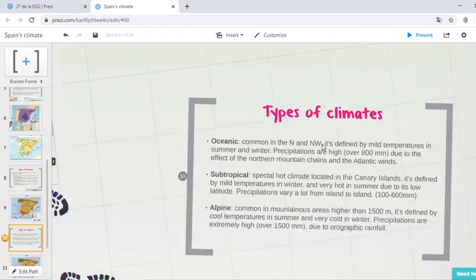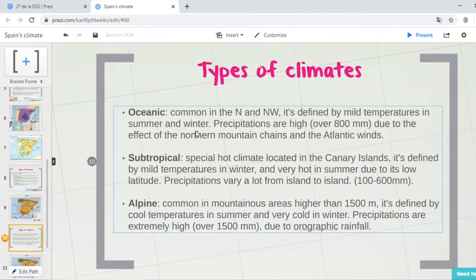Sorry about that. Here we are. So precipitations are high, over 800 millimeters. In some places, over 1,000. As I point out here, due to the effect of those mountain chains. So those mountain chains cause those orographic precipitations, and that's why rainfall is pretty high here. Temperatures are mild both in summer and winter, so temperature variation, as you can imagine, is pretty low.